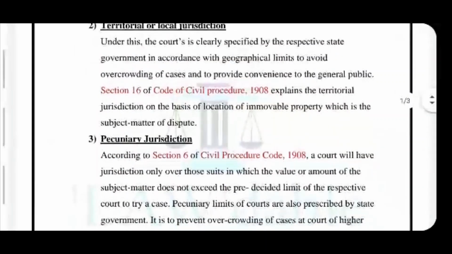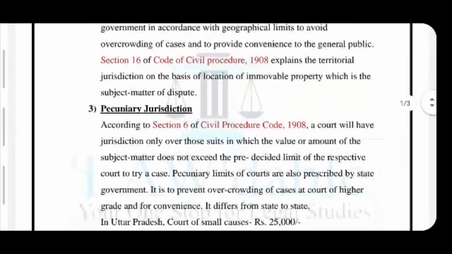Now, next is pecuniary jurisdiction. It is given in section 6 of the Code of Civil Procedure. So, a court will have jurisdiction only over those suits in which the value or amount disputed between the parties does not exceed the limit decided by the state government to try a case. So, if that limit related to money which is disputed between the parties is within the limit of that court, then only that court can decide the dispute related to that matter, otherwise not.